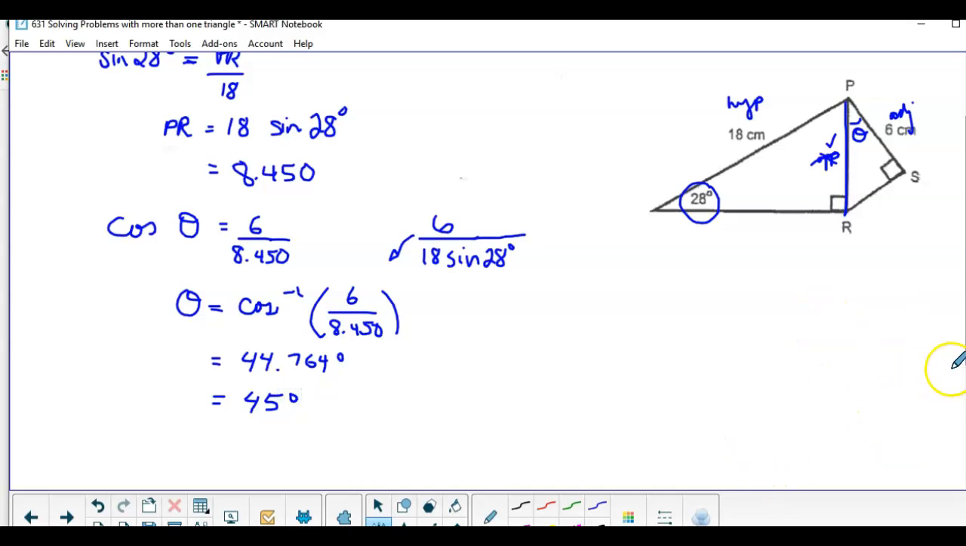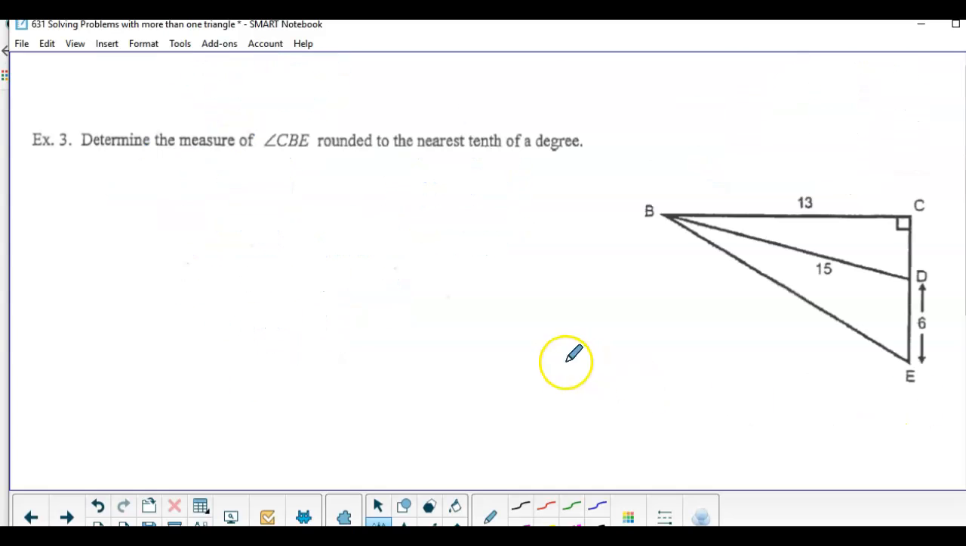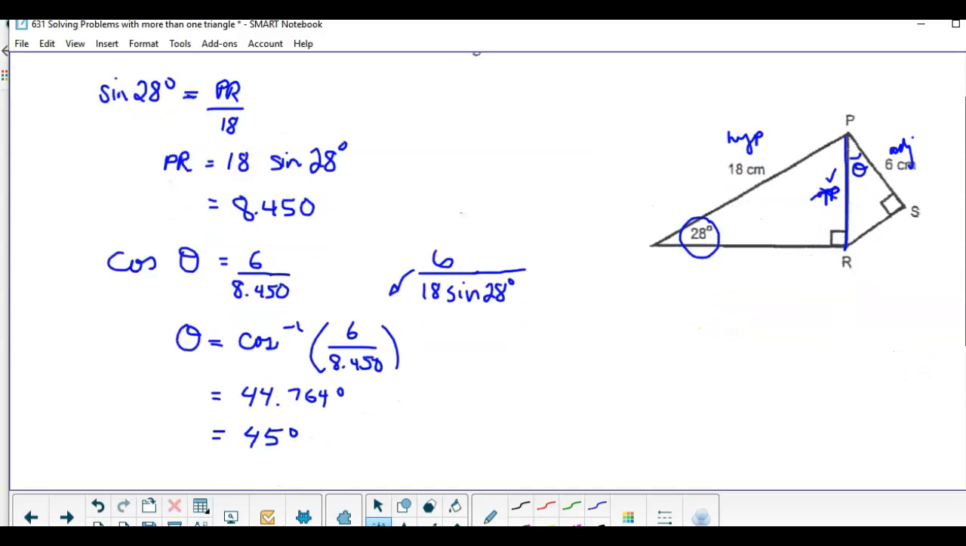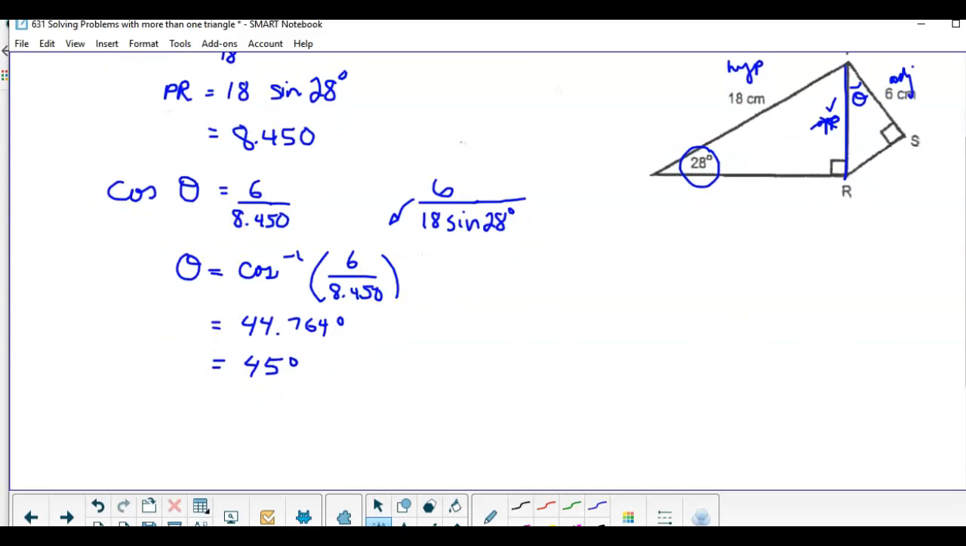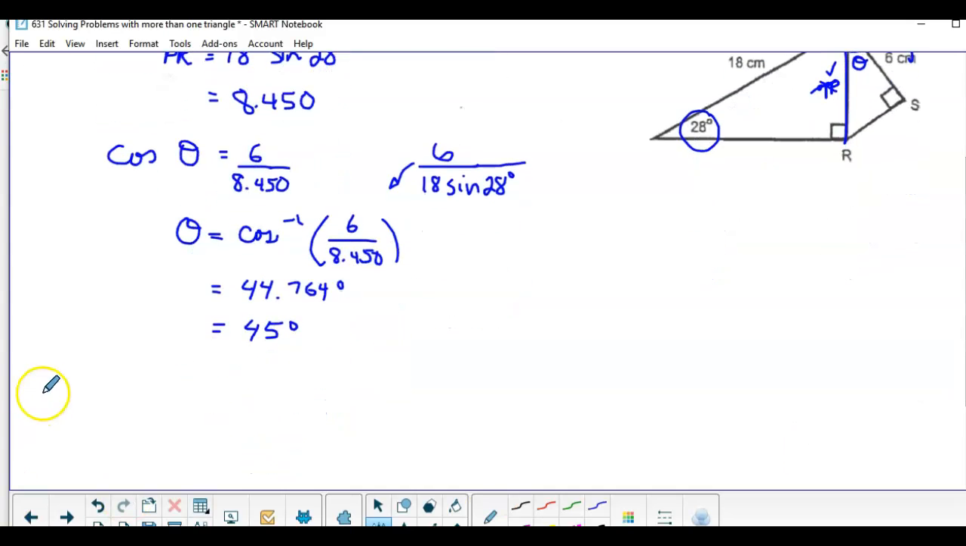Okay, so that was question 2. Let's go to the next one. This says determine the measure of angle CBE. Oh, actually, before I finish the last, I called it theta there. I'm going to go back. What did the question ask? It asked for angle SPR. So therefore, angle SPR is equal to 45, right? So just to keep it in the same notation.